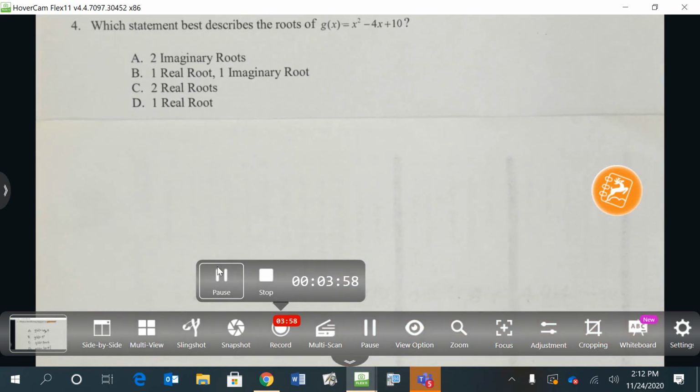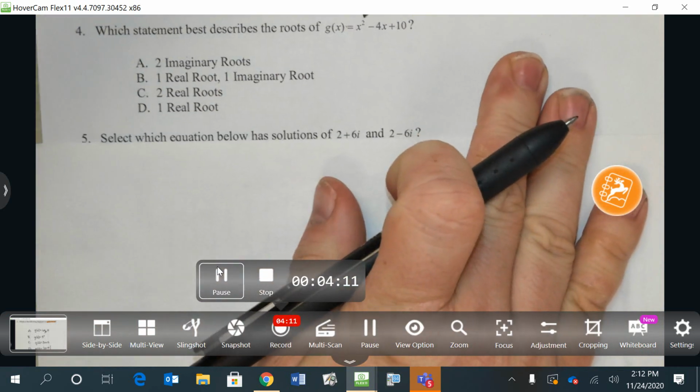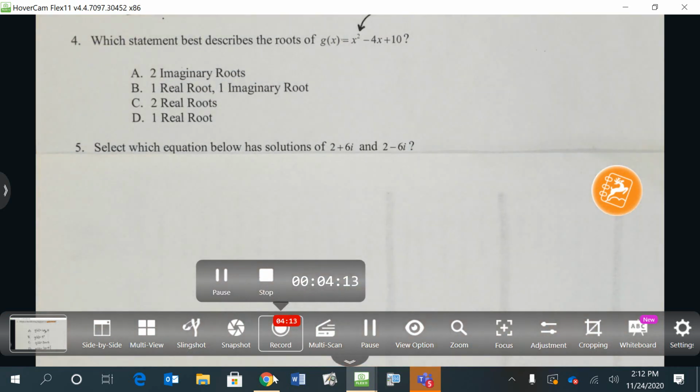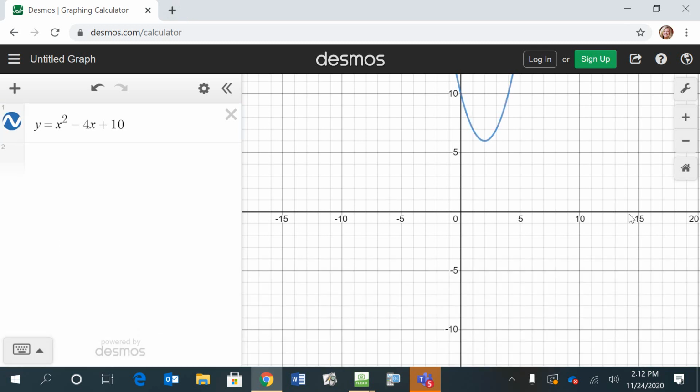statement best describes the roots. Remember how the words for roots would be solutions, x-intercepts. X-intercepts are when they're real, of the following function. Well, I plugged it into, notice by the way, I should get 2 answers, okay? I should get 2 answers. I plugged it into Desmos for myself so I can analyze what it looks like, and I can see it never crosses the x-axis.